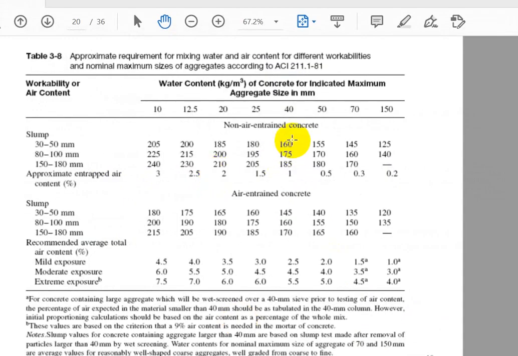Okay, so in that case, as we said, it is non-air entrained, and corresponding to a slump of 30 to 50, it's 160. Also, we have an approximate entrapped air content, which is 1%.